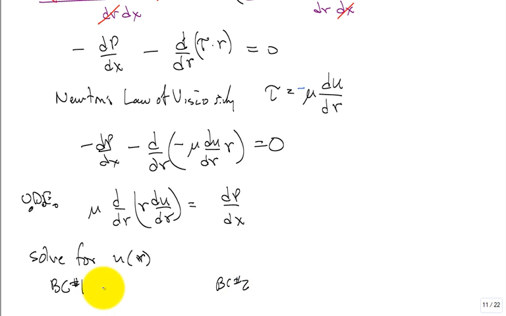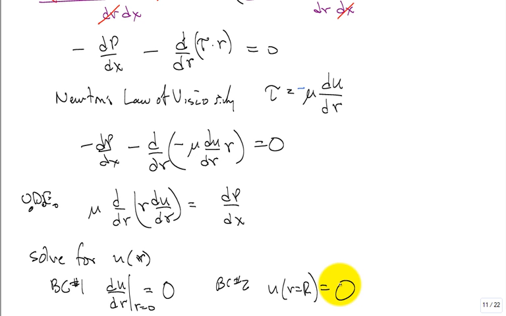So the derivative of u at r equal to 0, what is that? Slope of the velocity profile. Because it's symmetric at the center line, it's 0. The slope is 0. And then what about u at lowercase r equal to cap R? What's that?